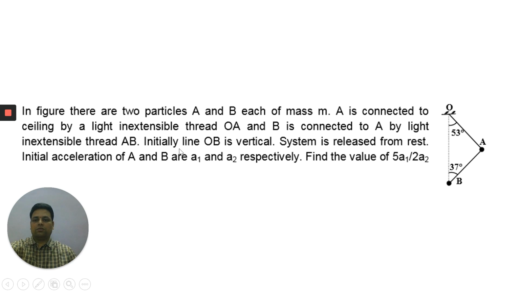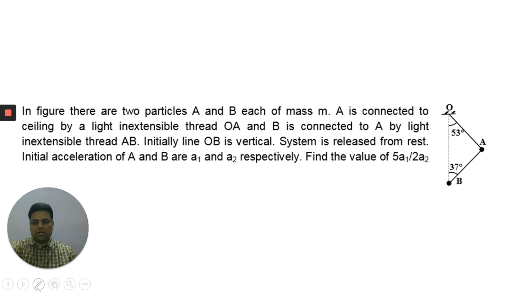In the figure, there are two particles A and B, each of mass m. A is connected to the ceiling by a light inextensible thread OA, and B is connected to A by a light inextensible thread AB. Initially, OB is vertical. The system is released from rest. The initial accelerations of A and B are given as a1 and a2 respectively. Find the value of 5a1 by 2a2.